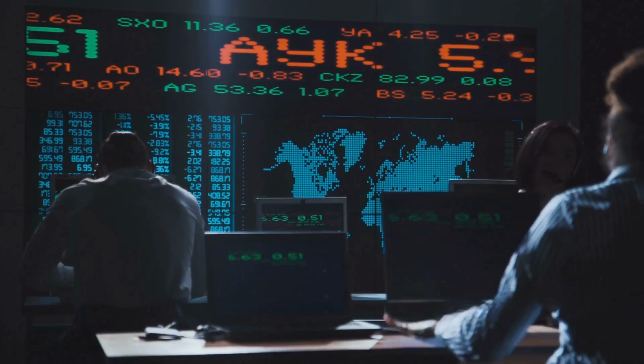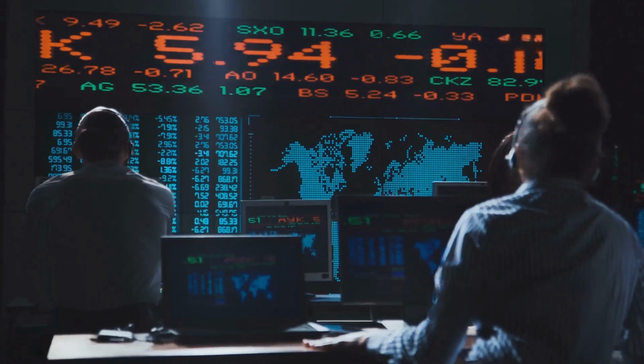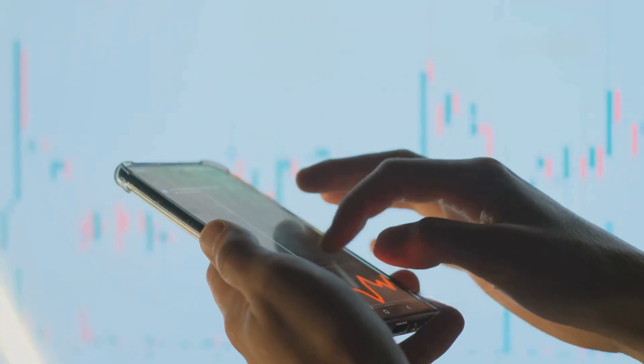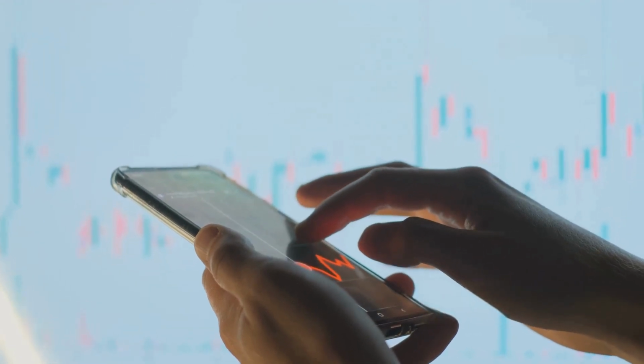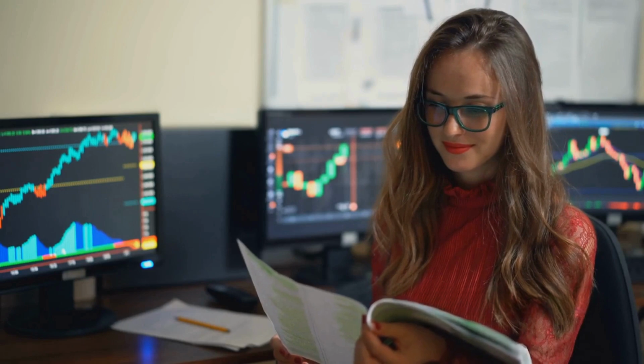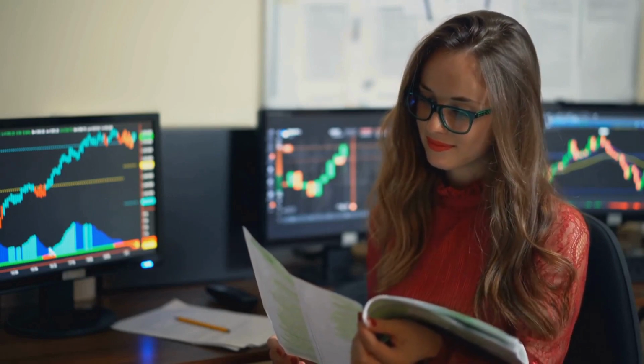The speed of information is everything in today's market. Being the first to know can give you a competitive edge. Retail investors are often the last to hear things, putting them at a disadvantage. News alerts help level the playing field a little, giving you a fighting chance to react promptly.